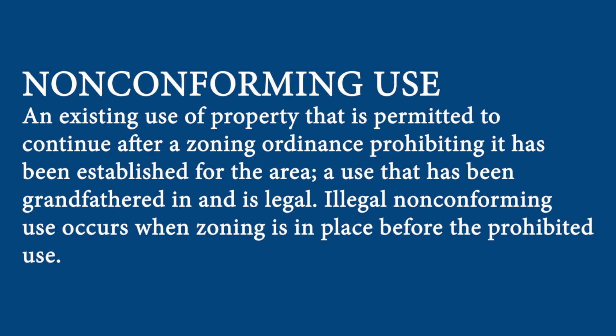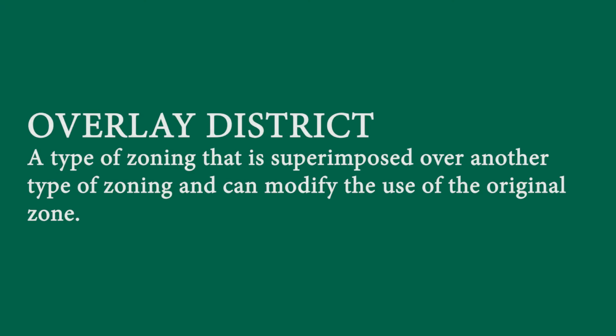Non-conforming use. An existing use of property that is permitted to continue after a zoning ordinance prohibiting it has been established for the area. A use that has been grandfathered in and is legal. A legal non-conforming use occurs when zoning is in place before the prohibited use. Overlay district. A type of zoning that is superimposed over another type of zoning and can modify the use of the original zone.